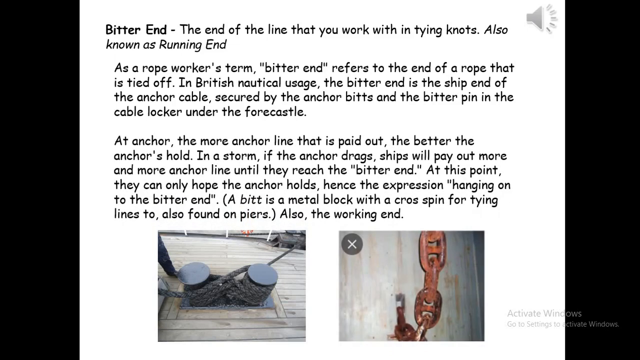At anchor, the more anchor line that is paid out, the better the anchors hold. In a storm, if the anchor drags, ships will pay out more and more anchor line until they reach the bitter end. At this point, they can only hope the anchor holds, hence the expression hanging on to the bitter end. A bitt is a metal block with a crosspin for tying lines to, also found on piers. Also, the working end.